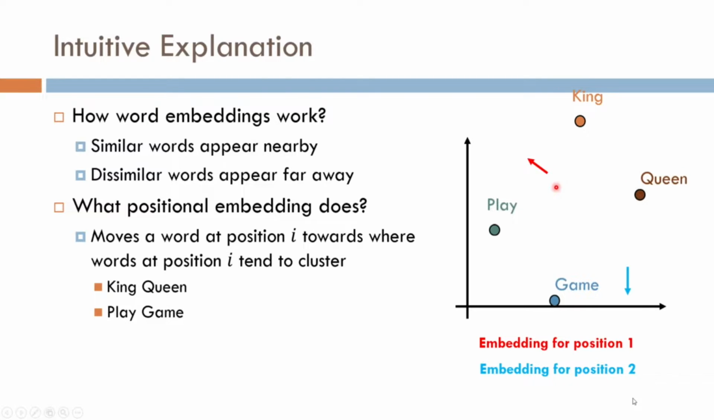So this is the intuitive idea, that is, slightly move it towards where the words at that position tend to cluster. Now this movement shouldn't be a lot, so that the original word embedding and the relative positions are lost. At the same time, it shouldn't be too little, so that there is no indication of positional embedding. Okay, so this is the intuitive explanation.